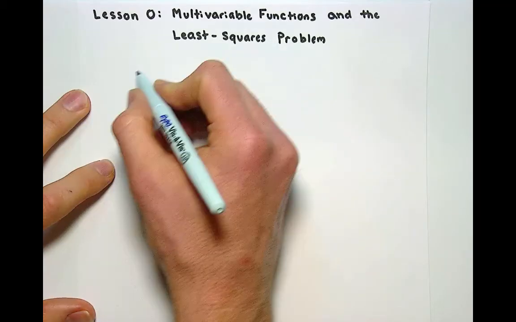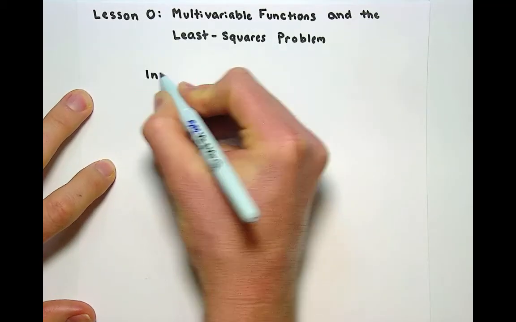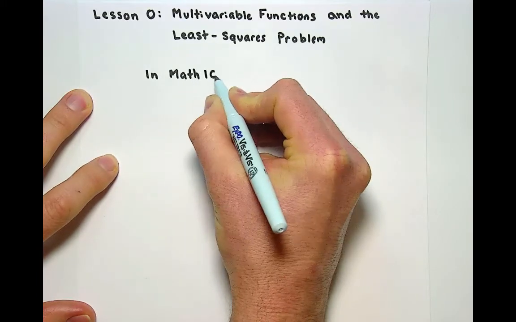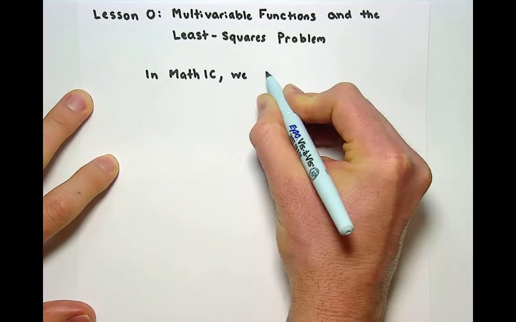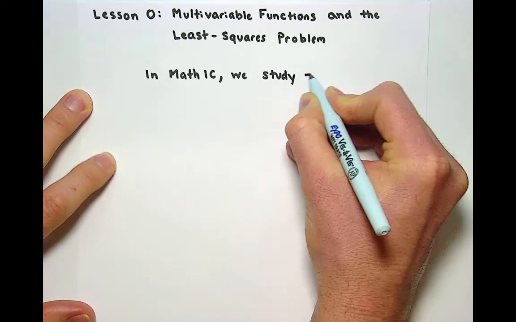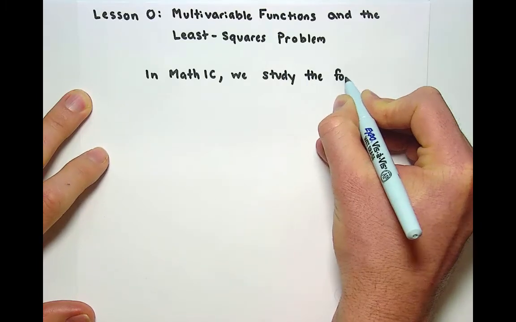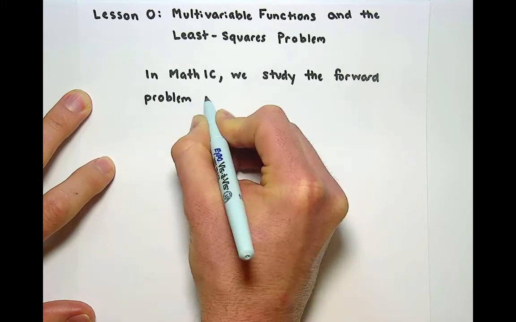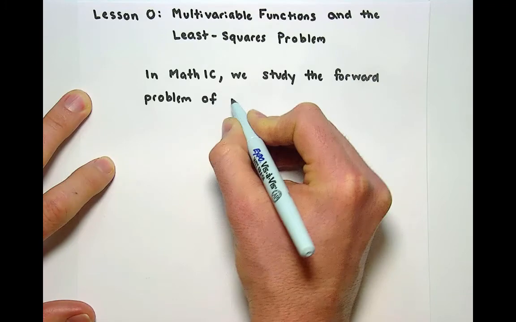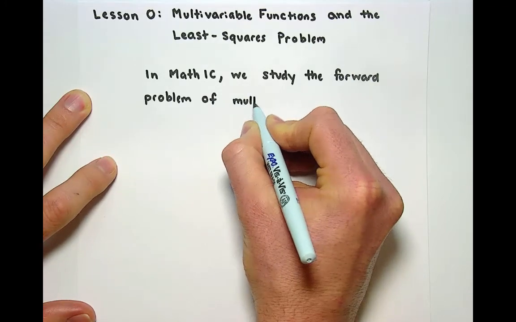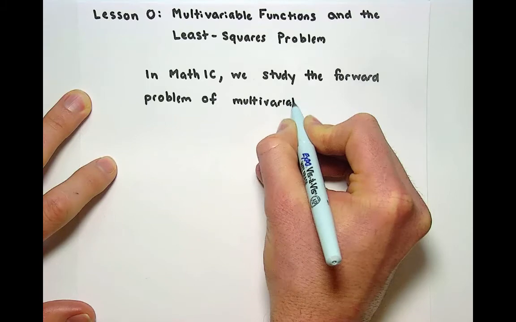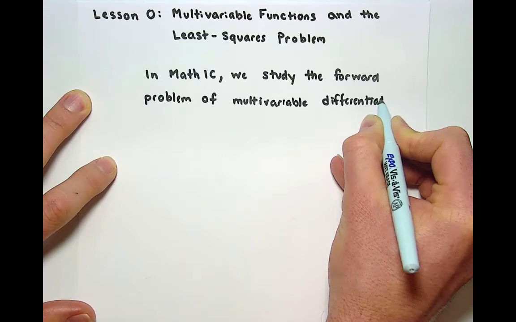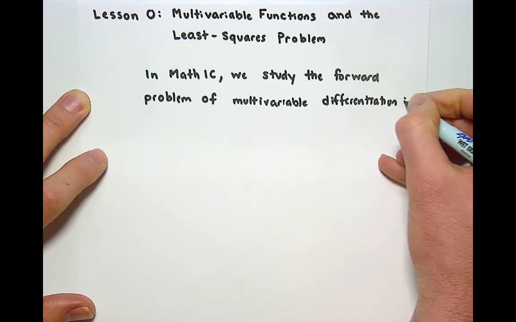As we saw in the last video, in the first part of multivariable calculus, which at Foothill College is called Math 1C, we study the forward problem of multivariable differentiation, which looked something like this.